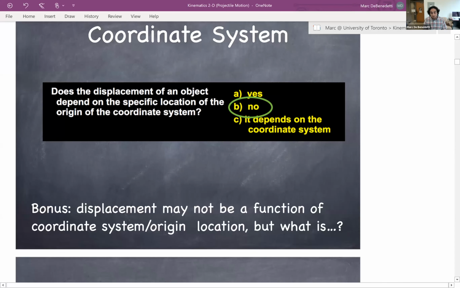Now, the displacement may not be a function of the coordinate system, but location is 100% a function of the coordinate system. If I say I live 1 meter to the right of this tree, well, all of a sudden, if I choose UTM, I don't live 1 meter away from the tree beside my house. I live 15 kilometers away from UTM. So location is definitely a function of what I choose to be my point of reference, but displacement is not.